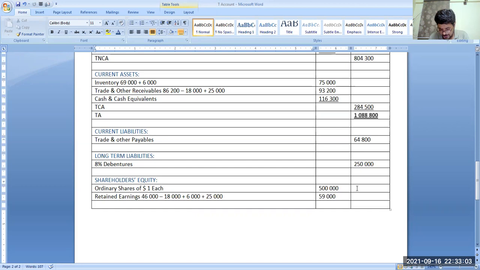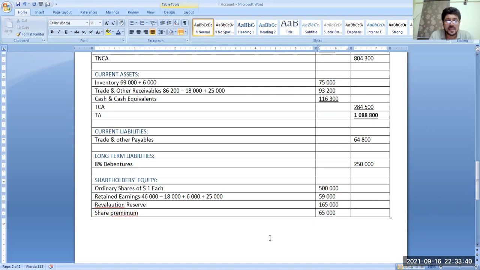Question. What else? Revaluation is of 165,000. Revaluation reserve 165,000. Okay. Anything else? Share premium 50,000. Share premium 65,000. Done. So what's wrong with the spelling of revaluation?